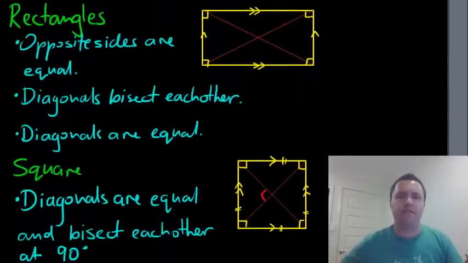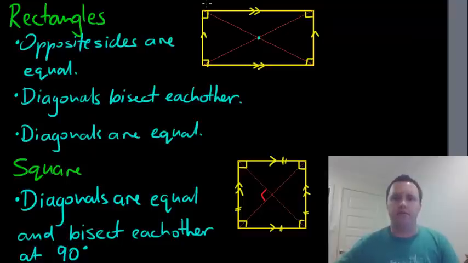Let's move on to the rectangle. With the rectangle, a couple of different things. Opposite sides are equal, similar to the parallelogram. These two here are equal in length, these two here are equal in length. Our diagonals bisect each other again, so this here is the midpoint of both lines. And our diagonals are equal. This length here is the same as this length here.